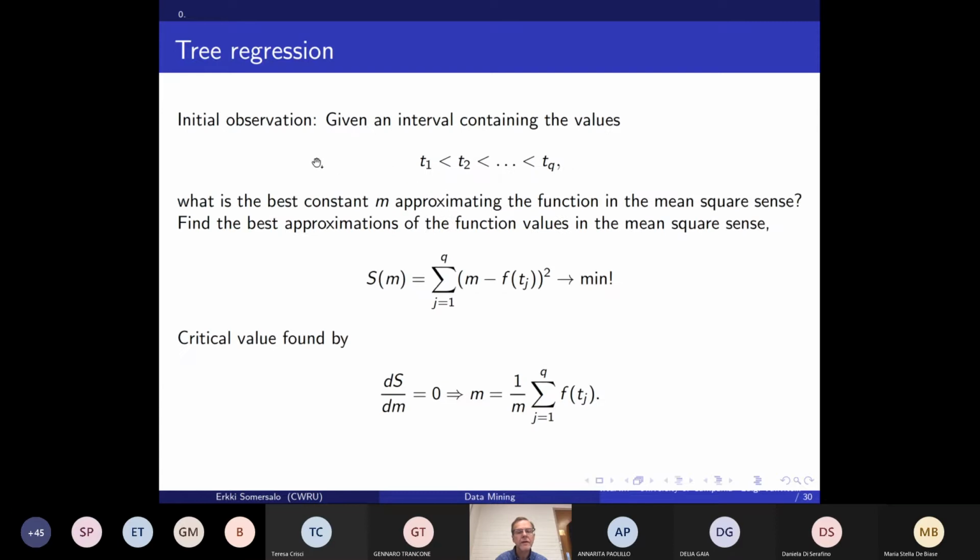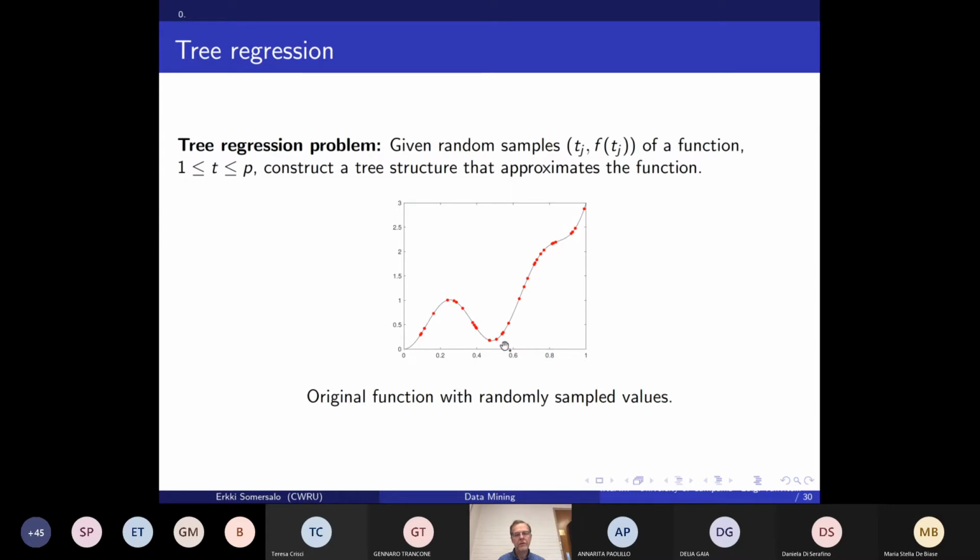The idea is that, let me see, I will come to what I mean by the tree soon. Suppose we have initial observations. We have an interval, and we know that the function is observed at points t_1, t_2, etc., t_q. Now suppose you have any interval. So I'm starting to put together this tool. Suppose you have any interval, not necessarily the full interval from 0 to 1, but let's say the interval from 0.4 to 0.6, for instance.